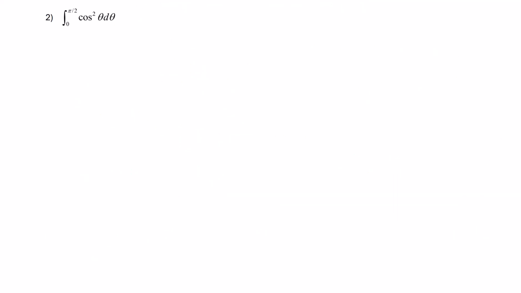Our second example begins as follows. The integral from 0 to pi over 2 of cosine squared theta d theta. Now, to approach this one or begin it, we're going to recall what we have above. So directly above in our notes, you can recall the power reducing formulas. And for cosine squared, we would get the following.